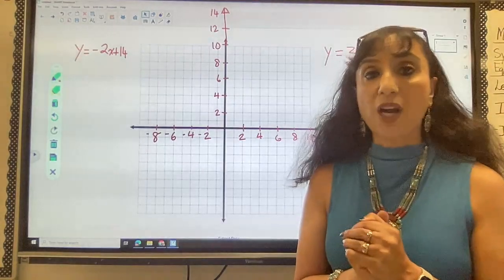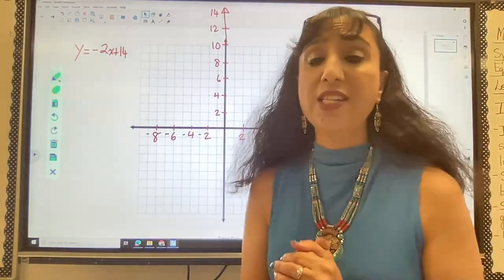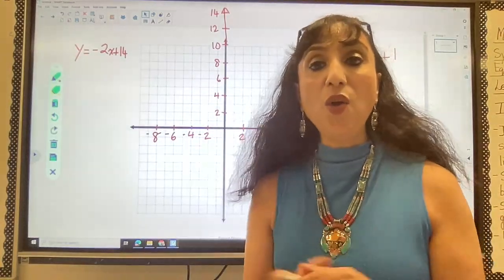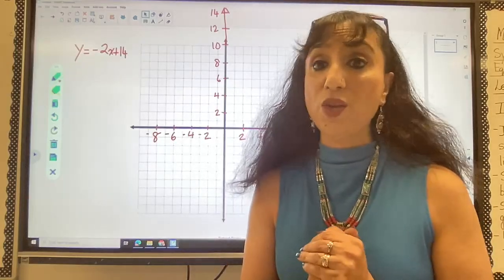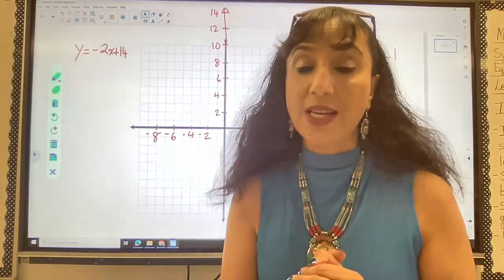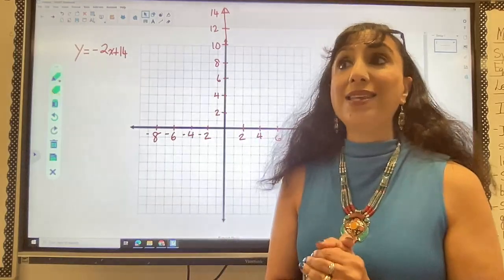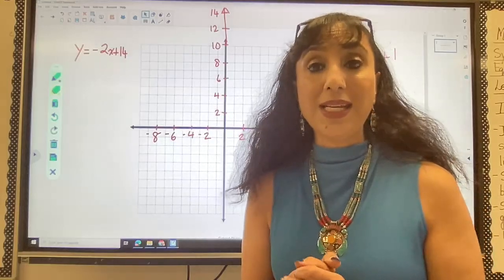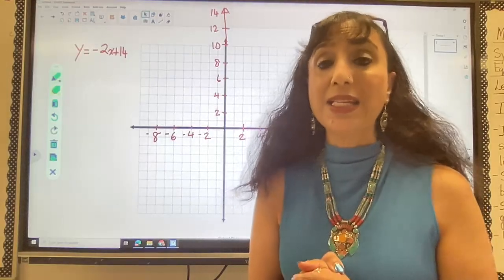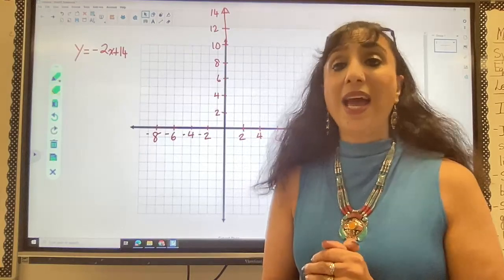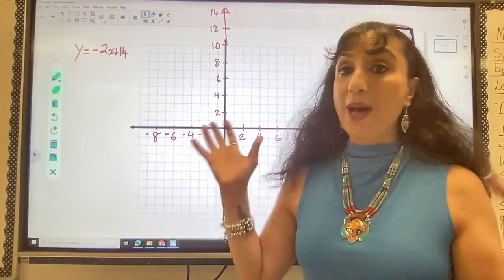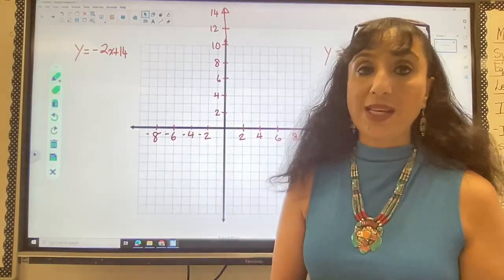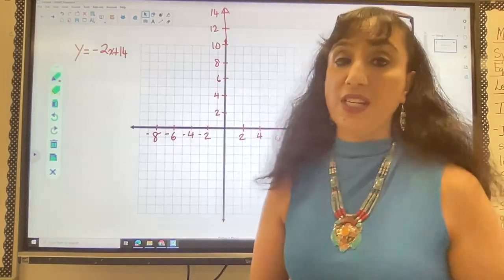Since the slopes are different, I know this line at some point is going to intersect at one point. So I know that this is going to be a consistent and independent system of equations and is going to have one solution. So just by looking at the equations, but let's go ahead and graph it.